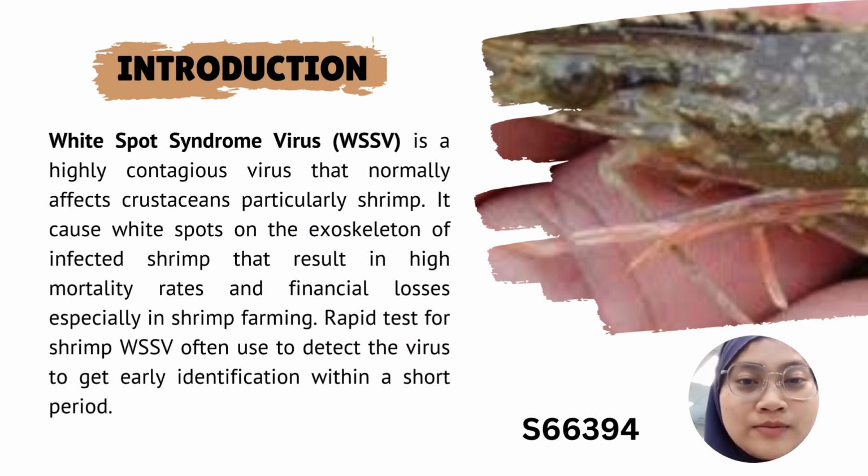White spot syndrome virus is a highly contagious virus that normally affects crustaceans, such as shrimp. It causes white spots on the exoskeleton of infected shrimp that result in high mortality rates and financial loss, especially in shrimp farming. Rapid tests for shrimp WSSV are often used to detect the virus to get early identification within a short period.